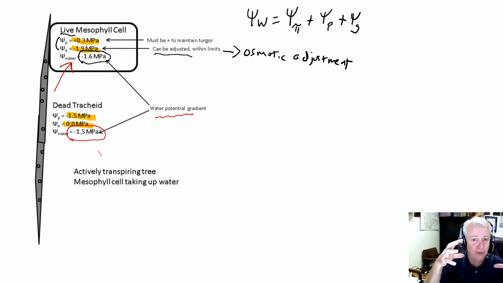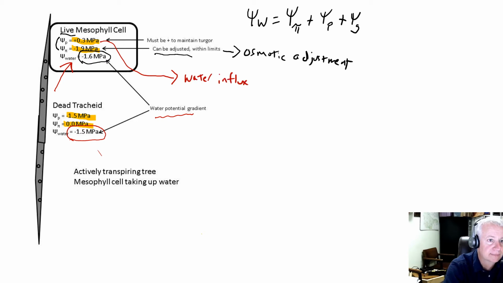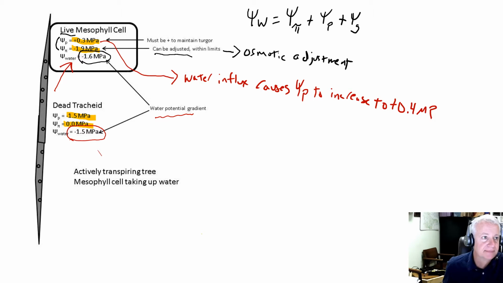As water flows into that cell, the water balloon is going to swell up some more. What that's going to do is increase the pressure potential. So let's say as water continues to flow into that mesophyll cell, water influx causes psi p to increase to 0.4 megapascals. When that happens, that causes psi water to become 0.4 plus negative 1.9, which is negative 1.5.